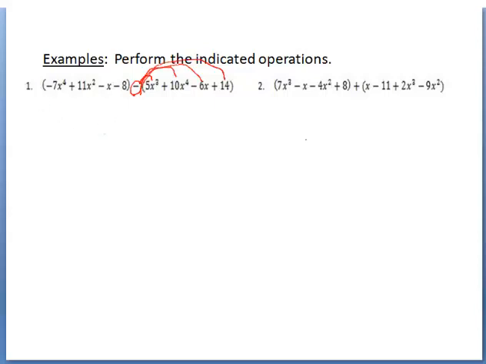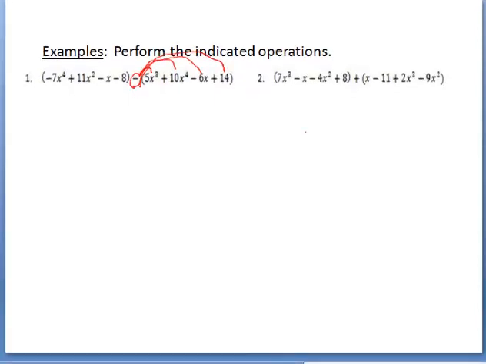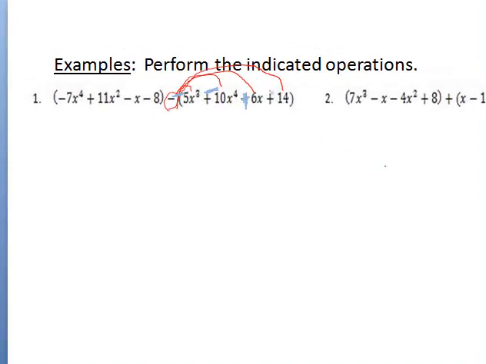If I distribute that through, then what you're going to end up having is a negative 5x to the third, and then a minus 10x to the fourth, and then a plus 6x, and then a minus 14. Okay, so let's go ahead and combine our like terms. I'm going to start with my x to the fourth. I have a negative 7x to the fourth, and then over here I have a minus 10x to the fourth. So if I add those together, that's going to give me a negative 17x to the fourth.